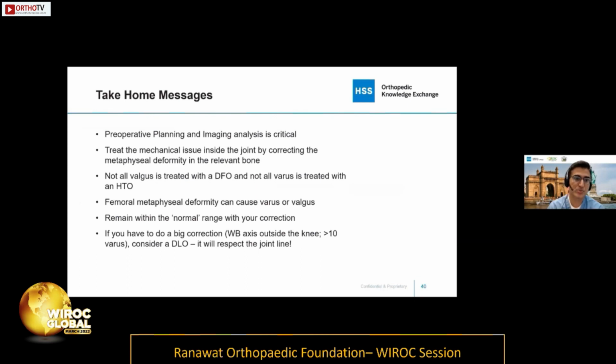So the take-home messages: preoperative planning and imaging analysis is critical. Treat the mechanical issue inside the joint by correcting the metaphyseal deformity in the bone that's affected. Not all valgus is treated with a DFO, and not all varus is treated with an HTO. Said differently, femoral metaphyseal deformity can cause varus or valgus. Remain within the normal range of your correction. There are multiple papers out now to show what you should be aiming for: touch of varus in the tibia, touch of valgus on the femur. And if you do have a big correction where the weight-bearing axis is outside the knee or greater than 10 degrees of varus, consider a double level osteotomy. It will respect the joint line.